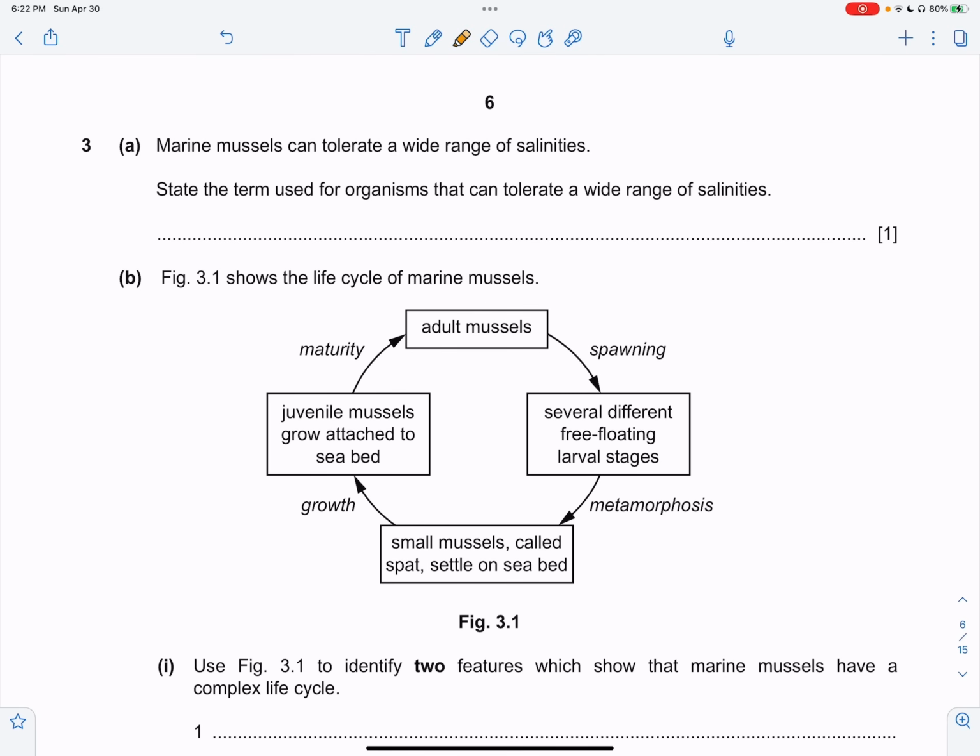All right, now we have some life cycles of marine organisms. Marine mussels can tolerate a wide range of salinities. State the term for organisms that can tolerate a wide range of salinities. The prefix for wide is uri. Salinity is haline. Euryhaline. The opposite of this is stenohaline.